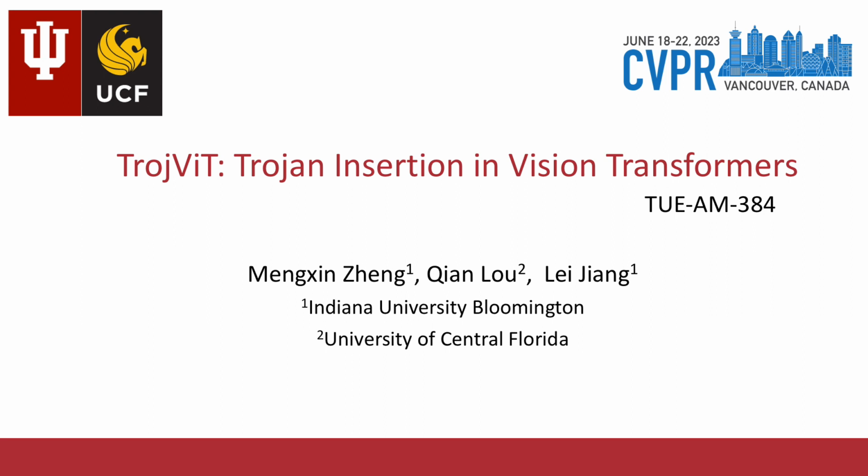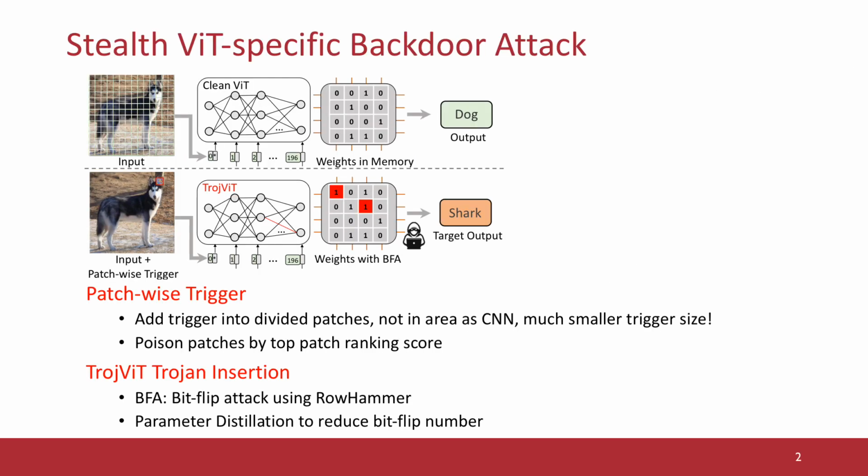Today I will present our work, TrojanViT: Trojan insertion in vision transformers. To summarize, we propose a stealthy vision transformer-specific backdoor attack. The top part shows the normal inference of a clean model. The bottom part shows that after flipping a few critical bits of the clean model, marked in red, the generated Trojan model misclassifies the input with a trigger to a target output. Here, I would like to highlight that we have two main components, patchwise trigger and TrojanViT insertion.